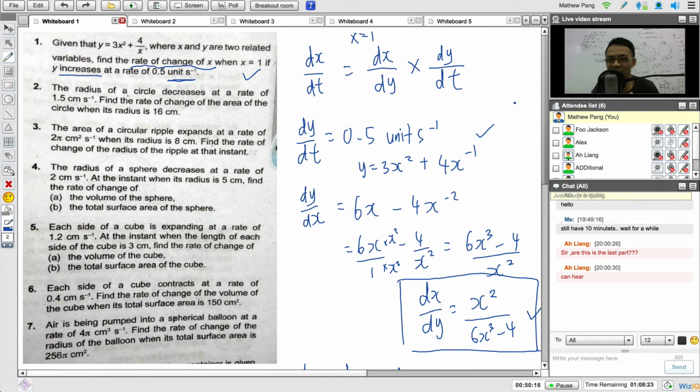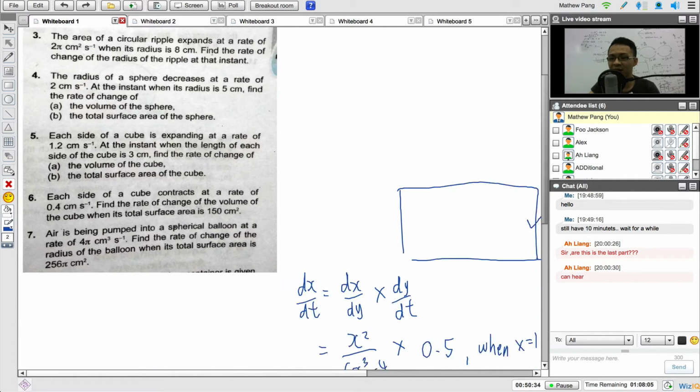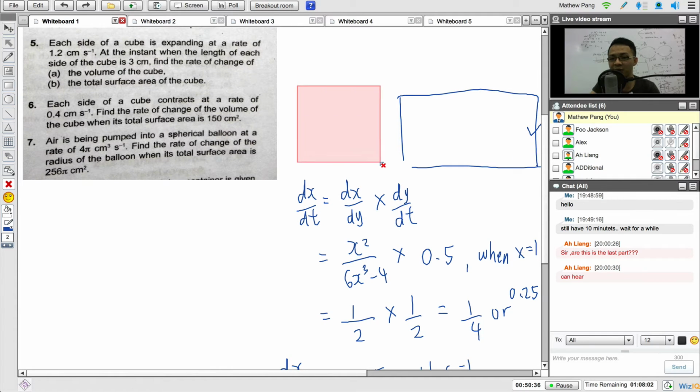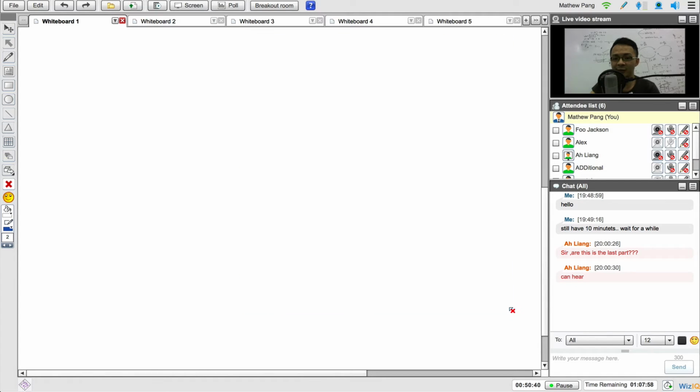If you have no issue, I'm going to move on to question number 2. I hope that when I discuss more questions and give you more examples, it can help you understand this better. So to make it clear, I'm going to erase everything here. If you have any question, you can raise your hand or type in the chat room at the bottom here. Okay, I'm going to erase everything and then move on.